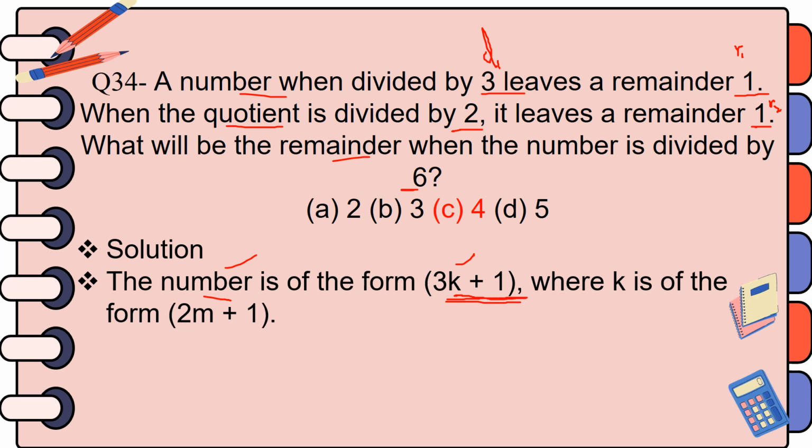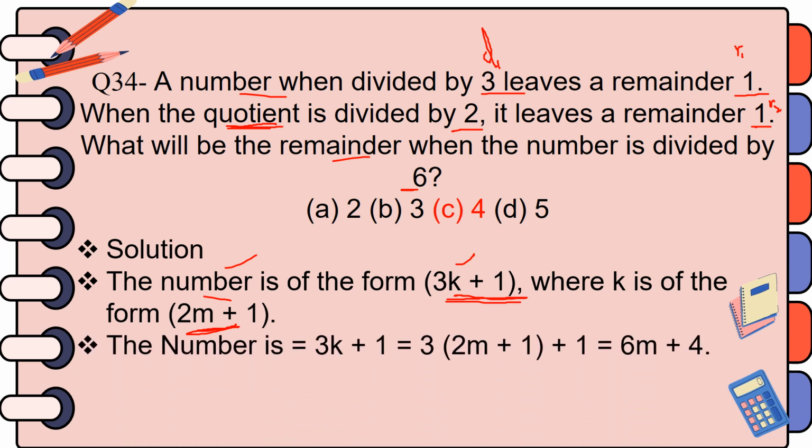Again, from the second information, when the quotient is divided by 2, it leaves a remainder 1. Let's represent the second quotient by M, and we have the divisor 2 and the remainder 1. So the quotient K can be rewritten in this form: 2M plus 1.